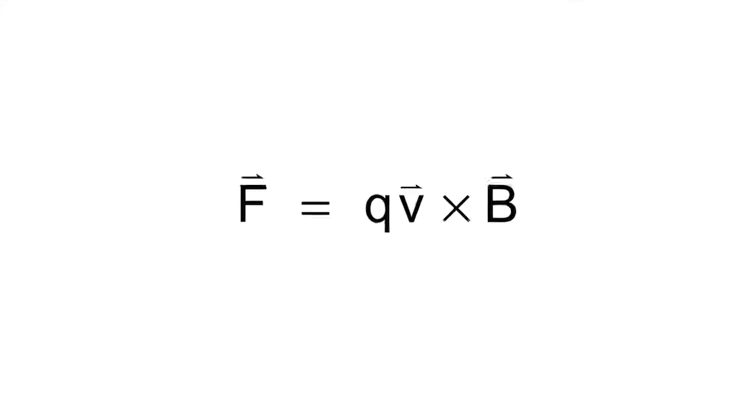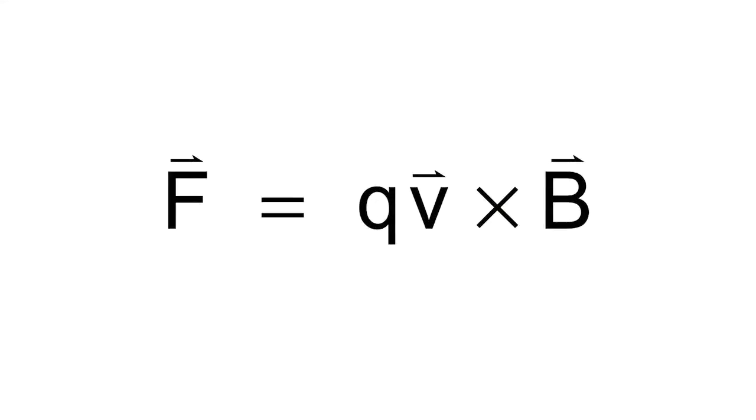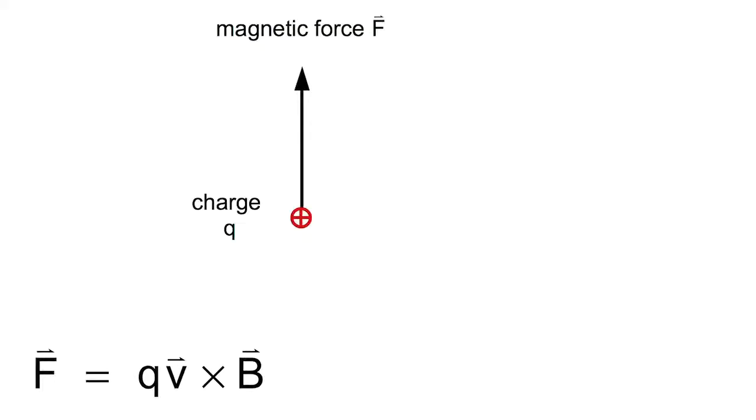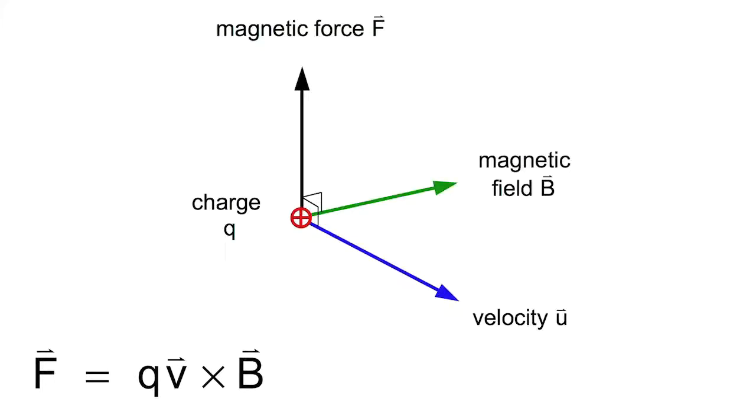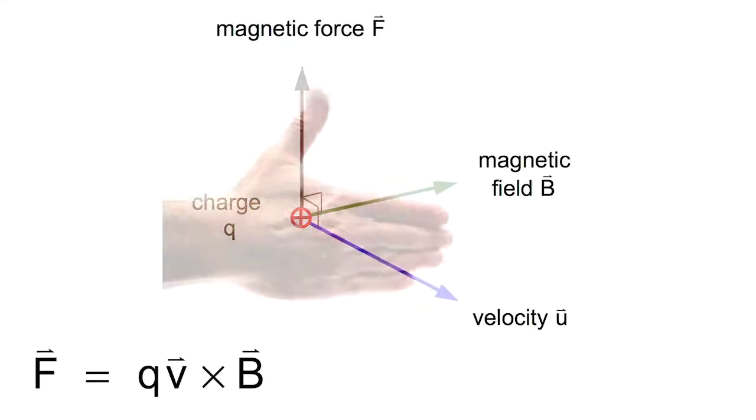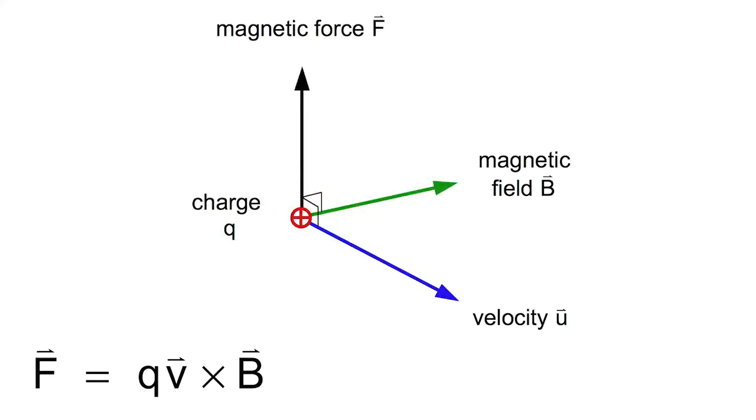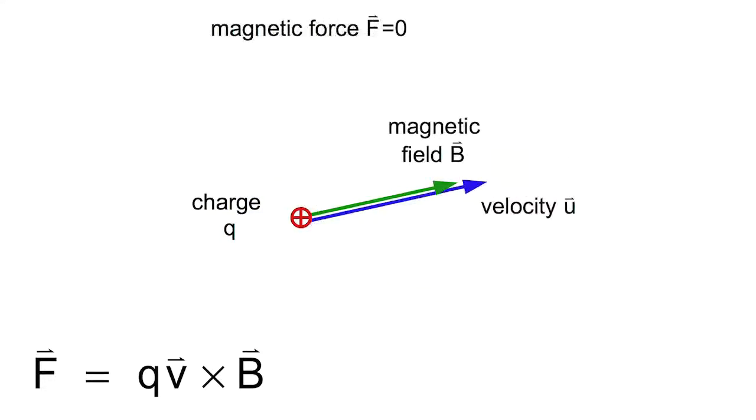There's no magnetic force. The fundamental magnetic force law quantitatively accounts for our observations. The force is the charge times the vector or cross product of the velocity and the magnetic field. The force is perpendicular to both the velocity and the magnetic field, and the direction is given by the right-hand rule. The force is a maximum when the velocity and magnetic field are perpendicular to each other, and it is zero when they are parallel.